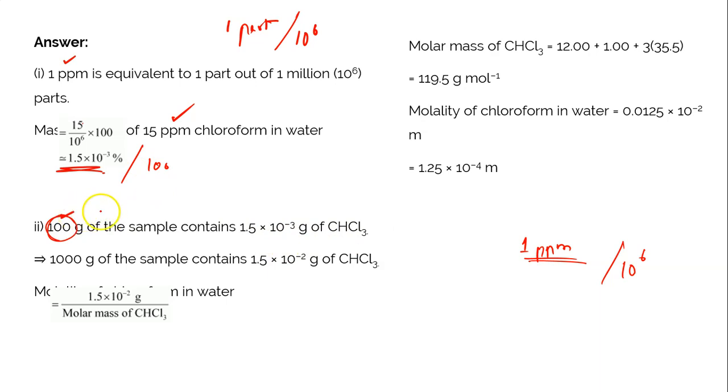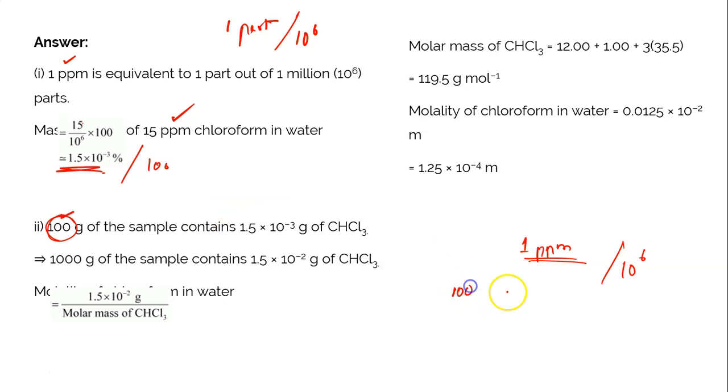So you know the mass of CHCl3. And now in case you're talking about 1000 grams, then what does it mean? If you're talking about 1000 grams, it means in 1000 grams, you will be having 1.5 into 10 power minus 2 grams of CHCl3. And how is this possible?